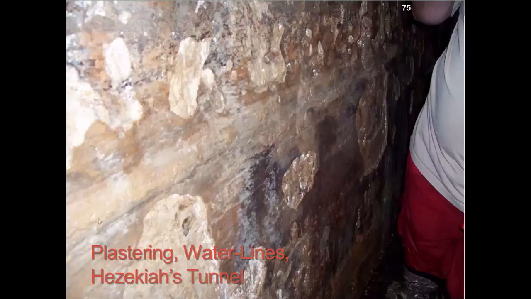The other feature to notice is the lines. These would be water stain lines. Once again, these are lines in the plaster, not the underlying rock. So what we're seeing is various water levels.